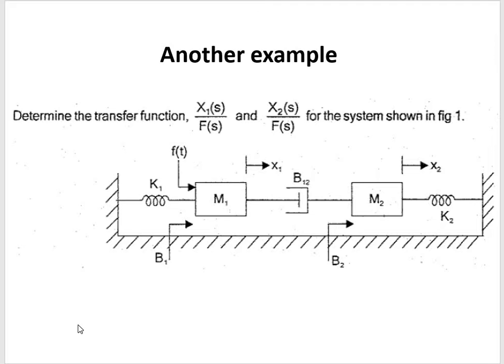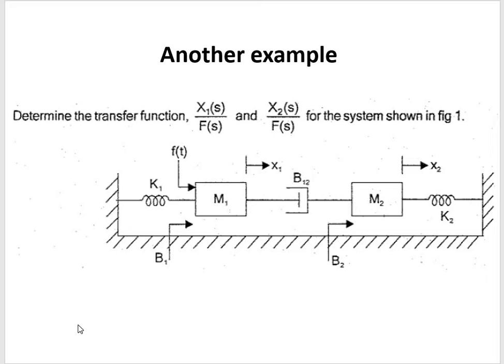Mass offers an opposing force which is directly proportional to acceleration of the body. Second one is dashpot. Dashpot offers an opposing force which is proportional to velocity of the system. Third one, the spring, it offers an opposing force which is proportional to displacement of the body. Here we have one example that is given.